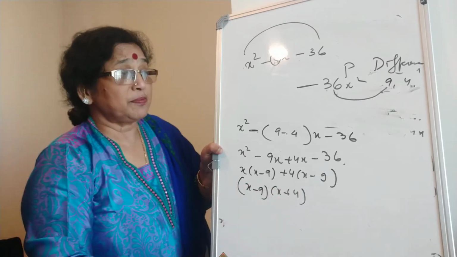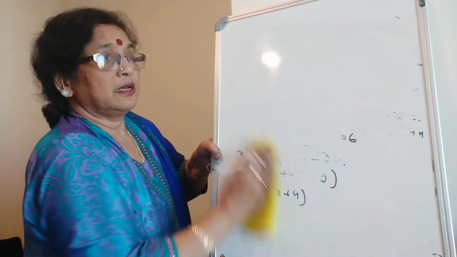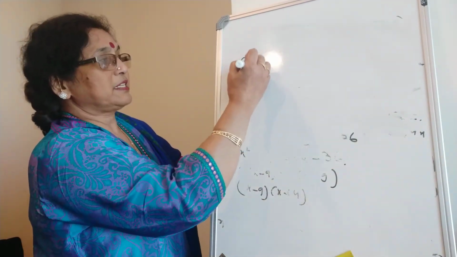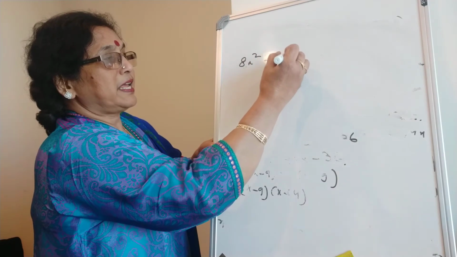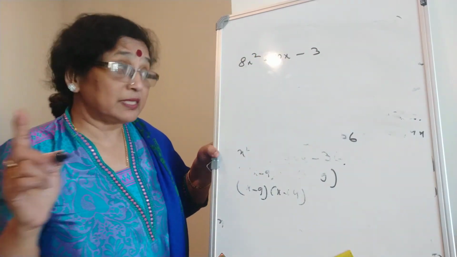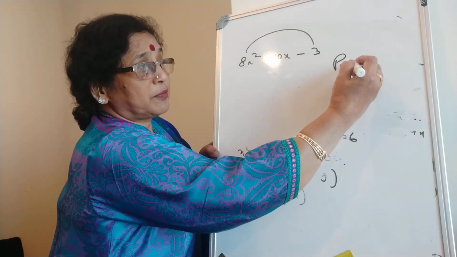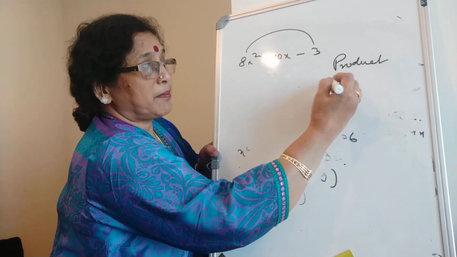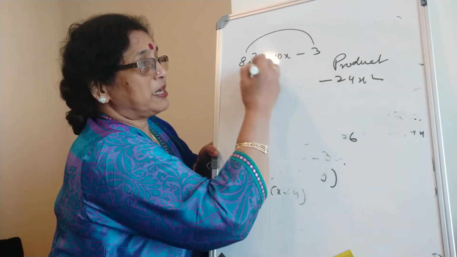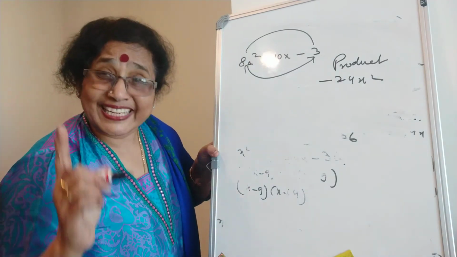Okay. Now suppose I give you another one. Suppose you have 8x square minus 10x minus 3. Again I'll get a negative product. Yes. Then you multiply this. Product, P for product, is minus 24x square, multiplying this and this. Okay. So you got a negative product.